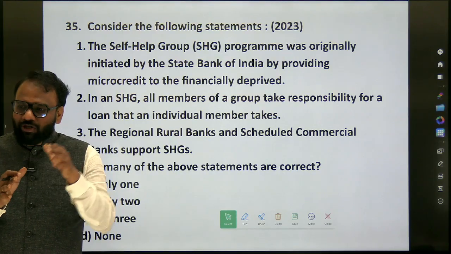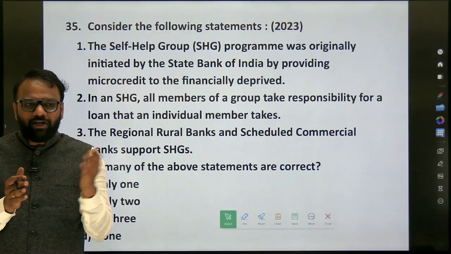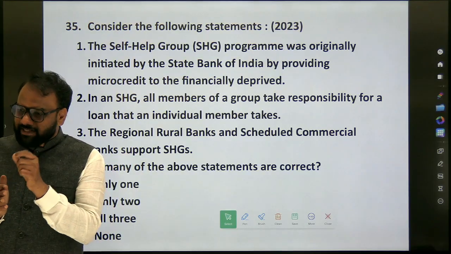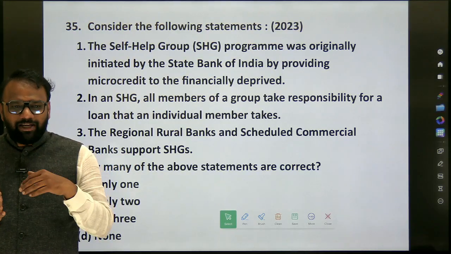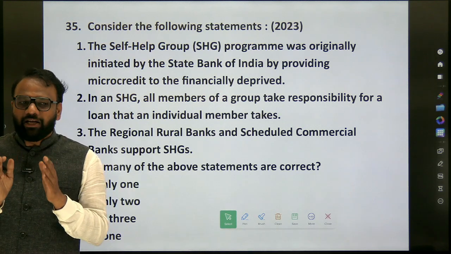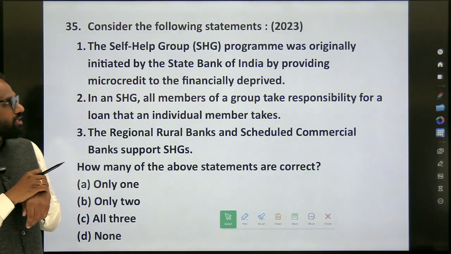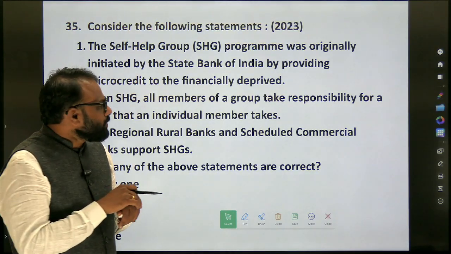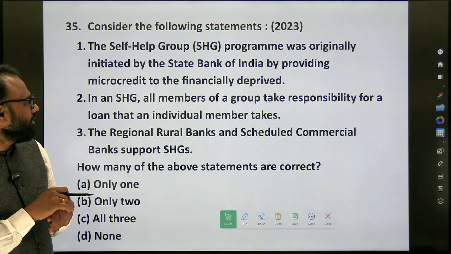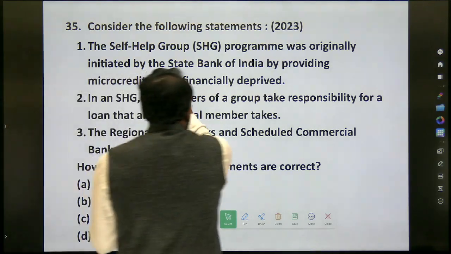So they will have a common account at the bank. Based on the accumulated amount, the bank will give them a loan at a subsidized rate of interest. By using that money, they can either distribute it or start a business. So these are the various developmental activities that can happen as part of the self-help group. Okay. So the self-help group program was originally initiated by the State Bank of India by providing microcredit to the financially deprived. So originally it was started by whom?